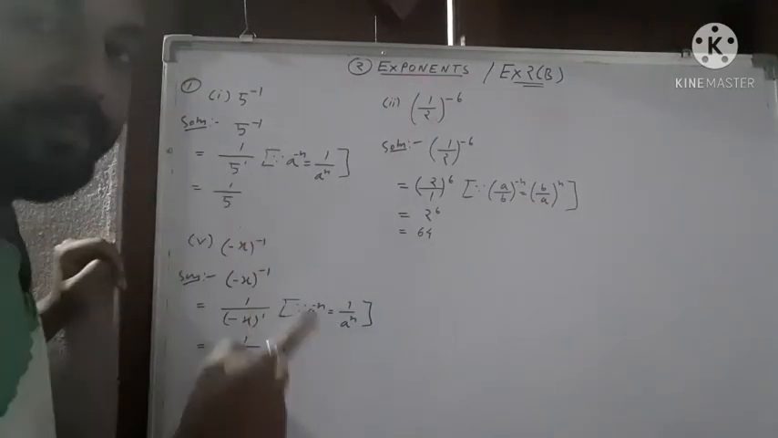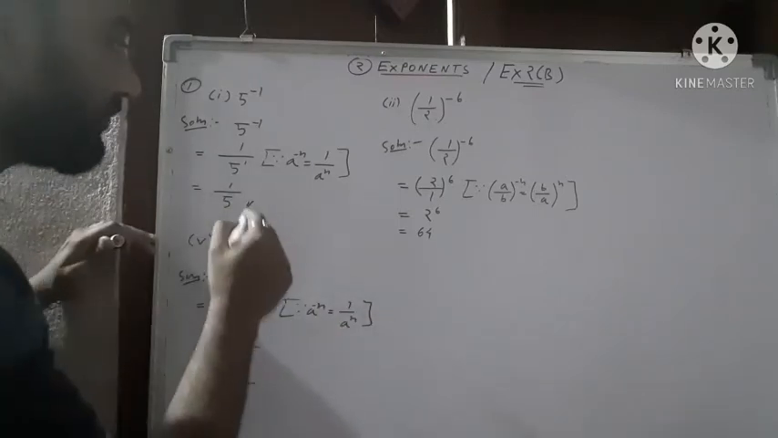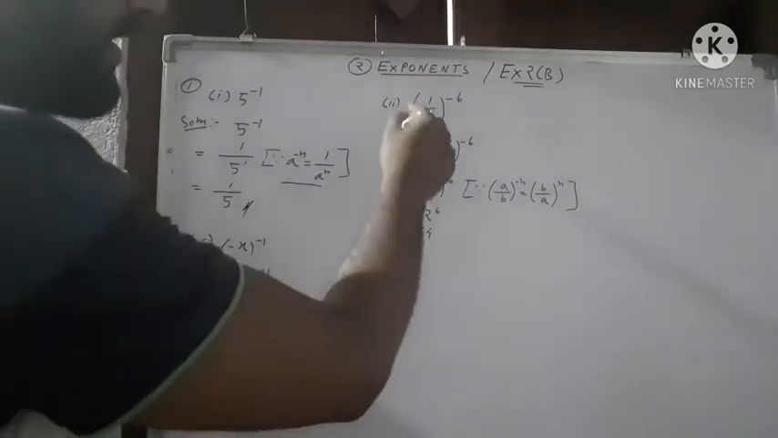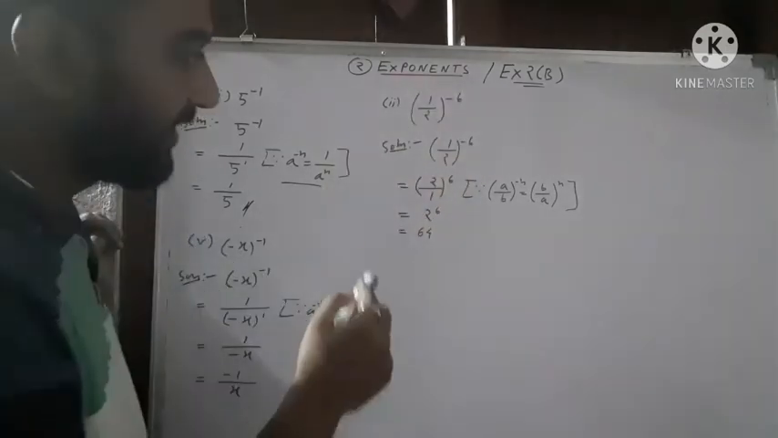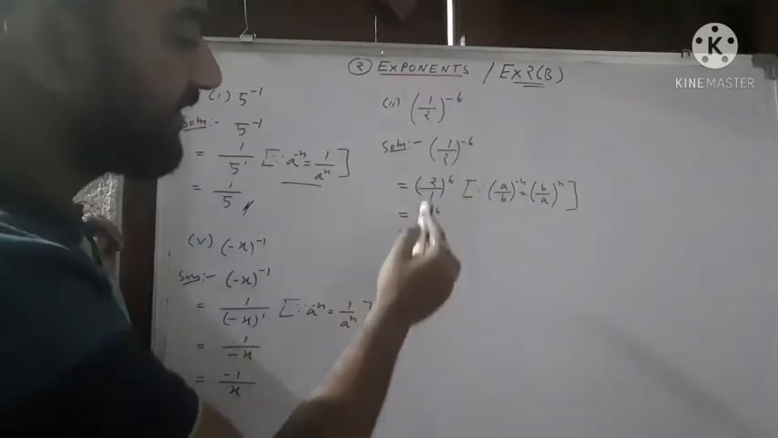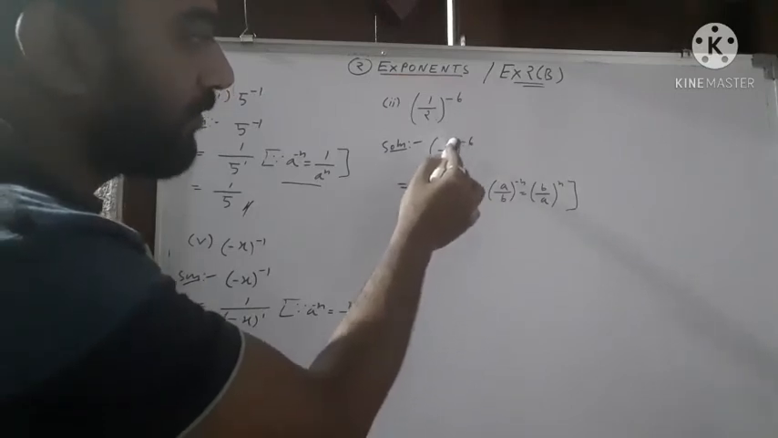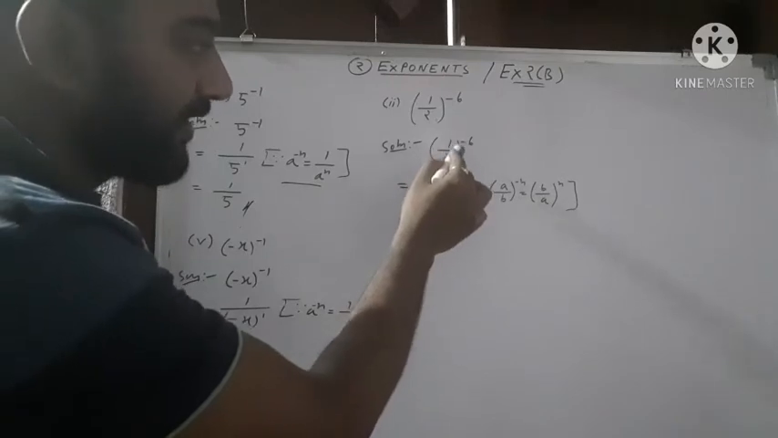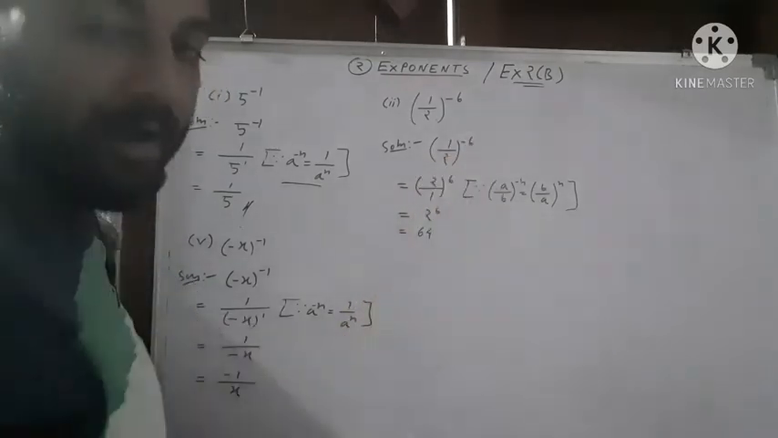So 1 by 5 to the power 1 we can write as 1 by 5. So this is the answer, and this is the law that we have used in this case. And again for the second one, 1 by 2 whole power minus 6, we can simply reverse. That means the numerator goes down and the denominator goes up, it becomes 2 by 1, and in that case the negative power becomes positive.